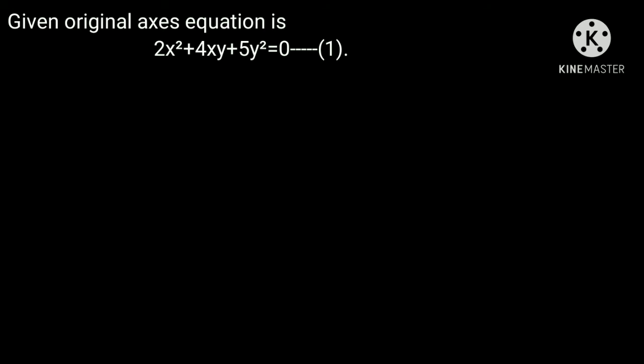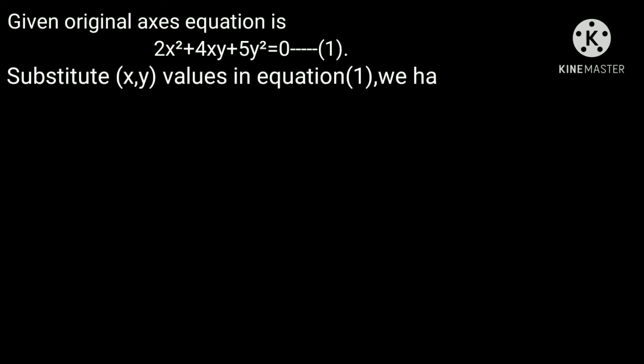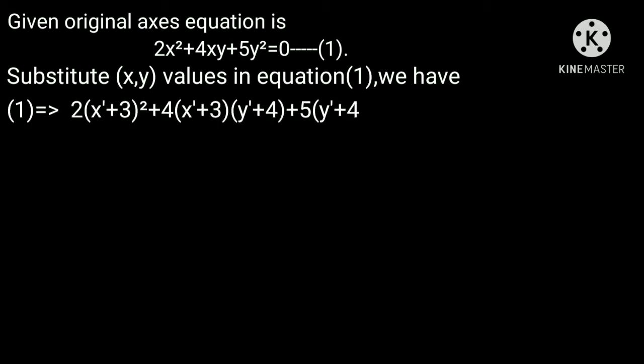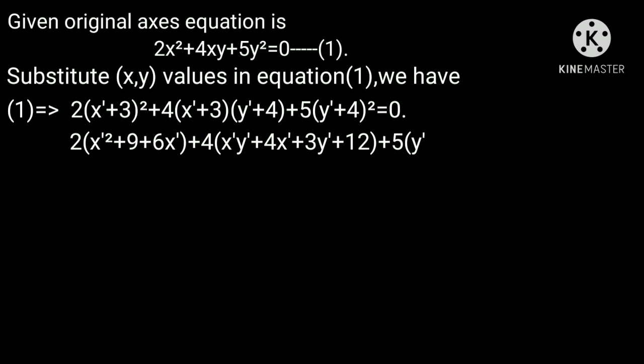Equation number 1. Substitute the x, y values in equation 1, we have 2 into (x' + 3) whole square plus 4 into (x' + 3) into (y' + 4) plus 5 into (y' + 4) whole square equal to 0. After expanding the above equation, we have 2 into (x'² + 9 + 6x') plus 4 into (x'y' + 4x' + 3y' + 12) plus 5 into (y'² + 16 + 8y') equal to 0.